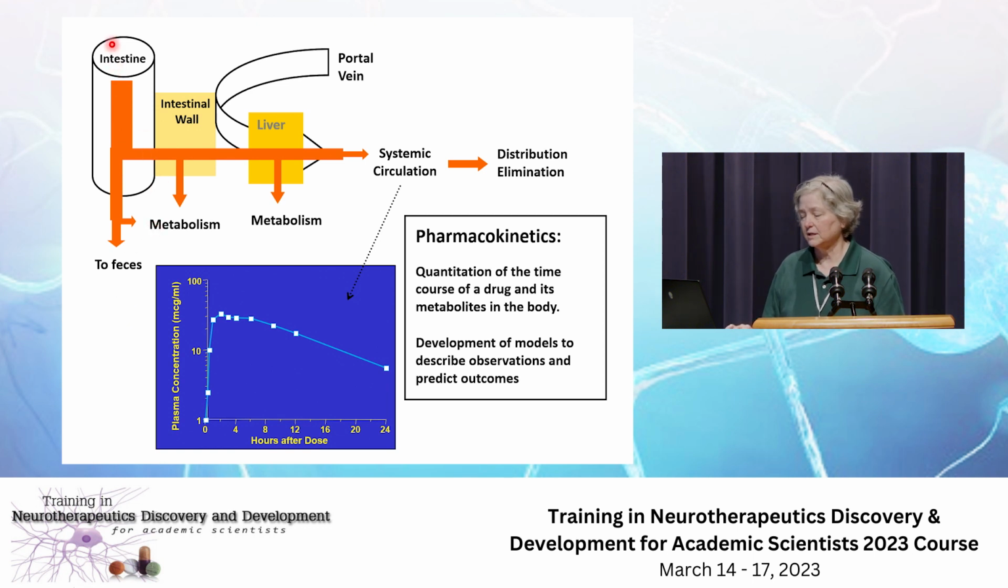But between dosing the tablet or the capsule and making it into systemic circulation, there are several barriers where the compound is metabolized before it actually gets to the plasma. And then once it's in the plasma, it will be distributed and eliminated. It's the concentration time curve that is measured after dosing that is what we define as pharmacokinetics.